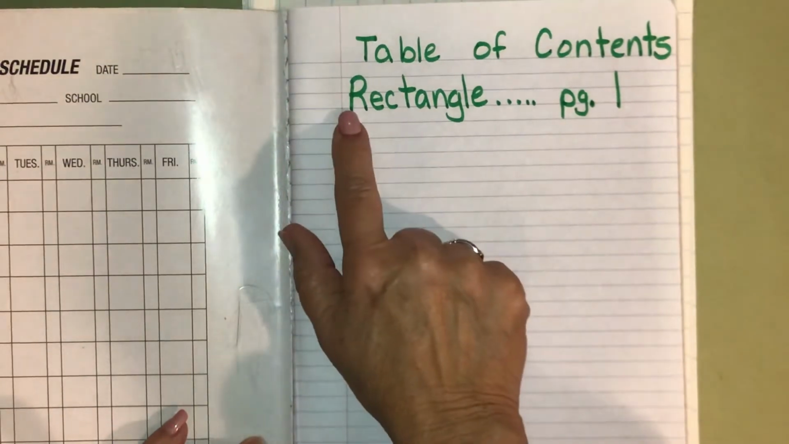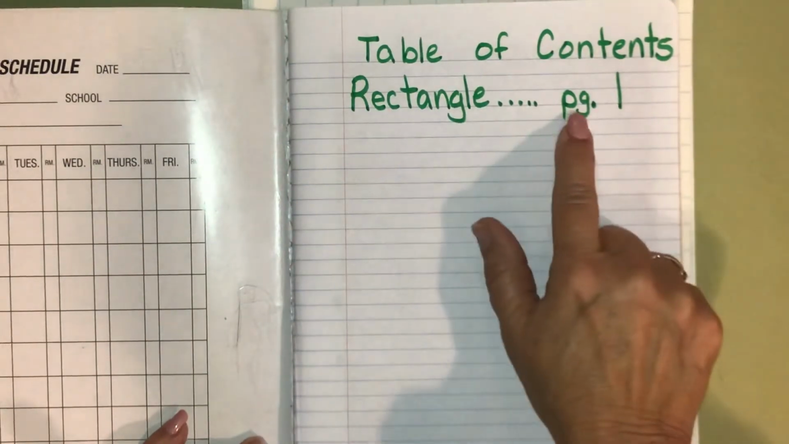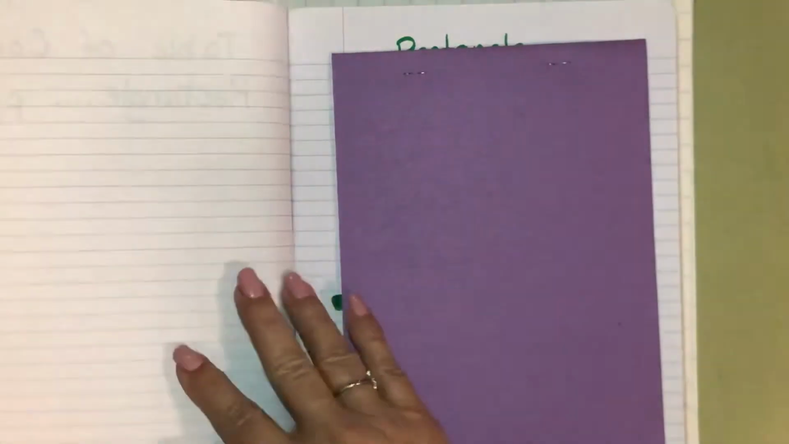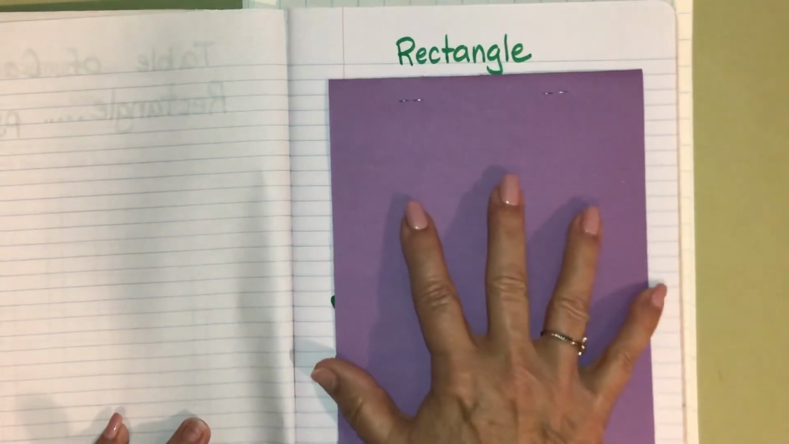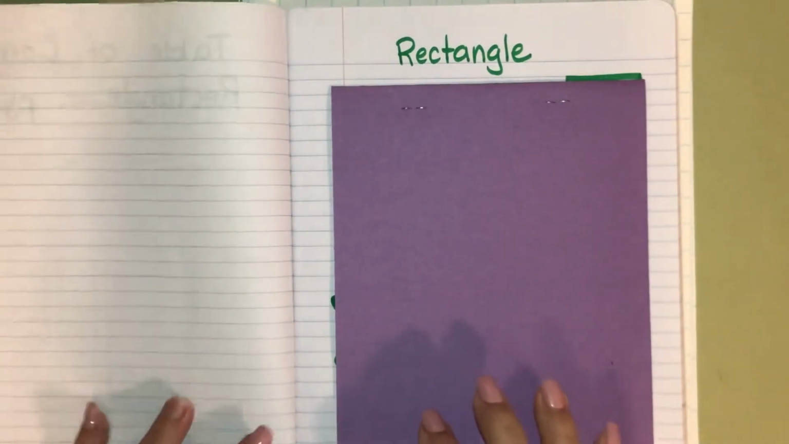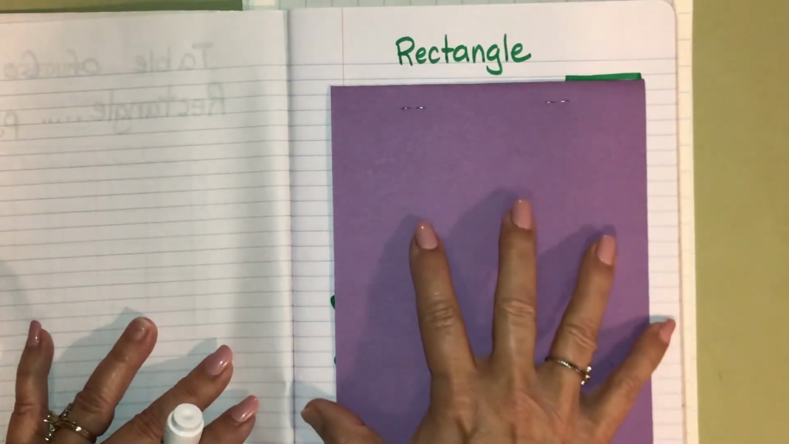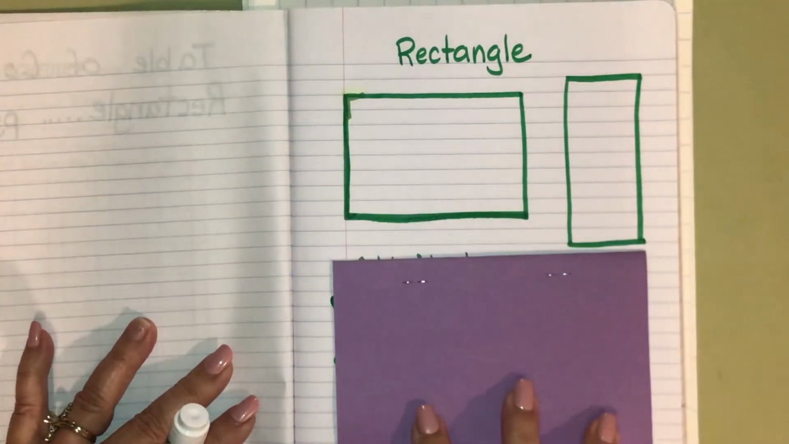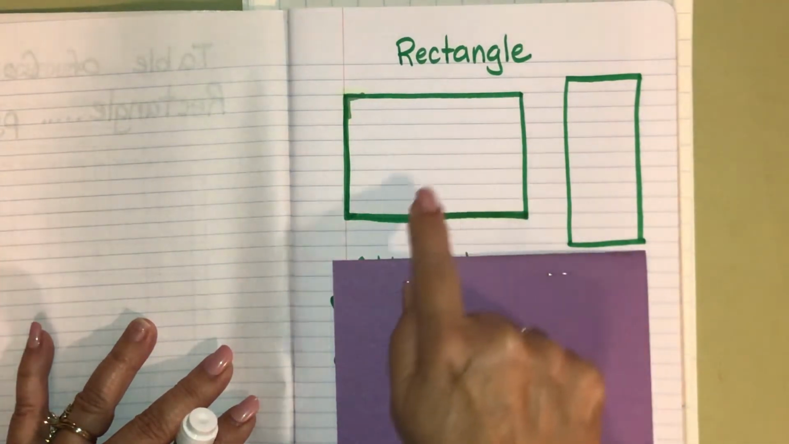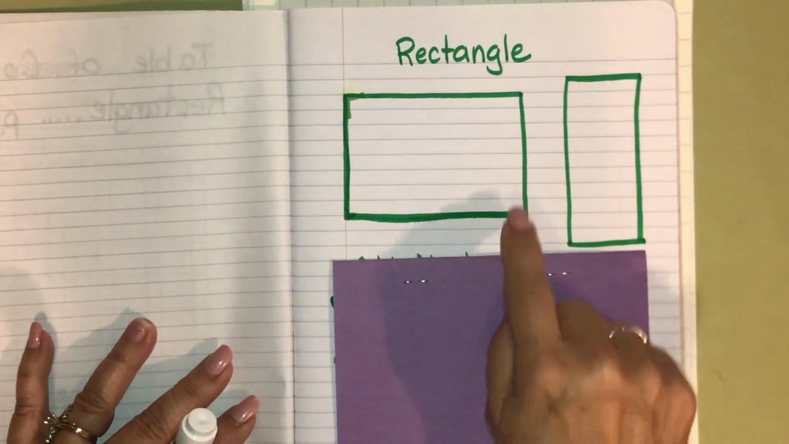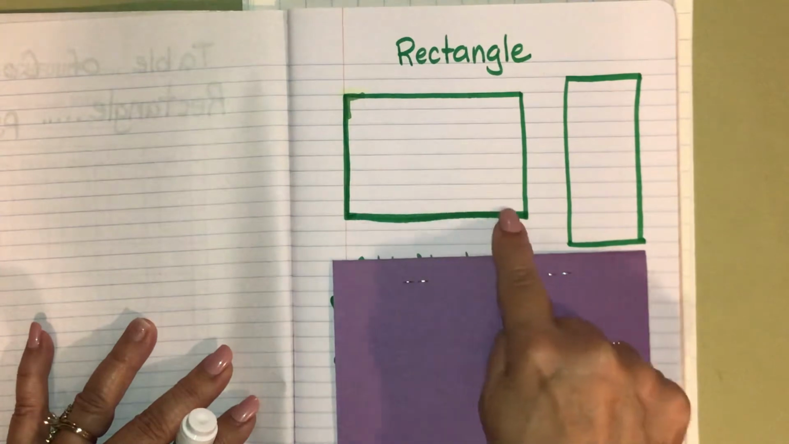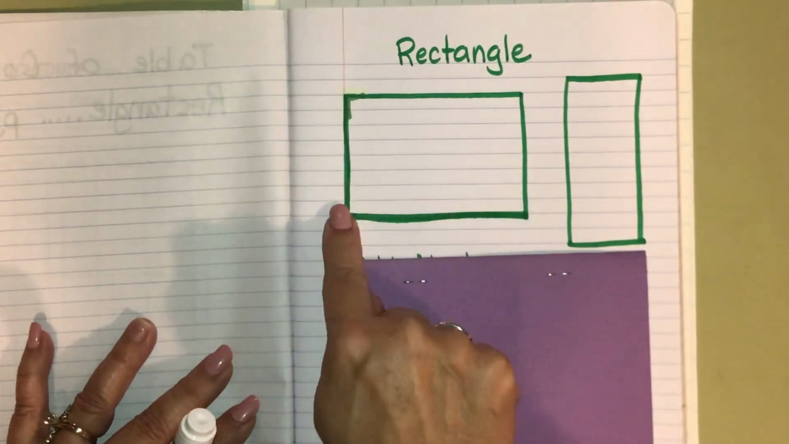All right, you can see that we're going to start with the rectangle, and that'll be on page 1. So I started with the title. You always want to make sure you put the title on the top, rectangle. And then I want you to draw just 2 different rectangles. The first one, you see that the length is the long part right here, and the width is going to be on the sides. So the length is on the top and the bottom, and the width is on the sides.